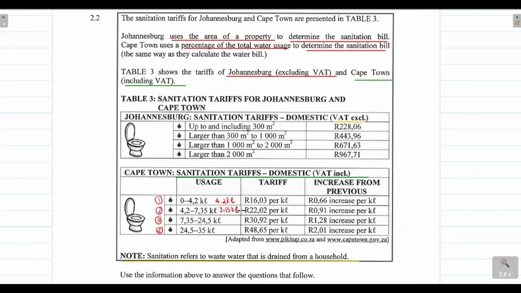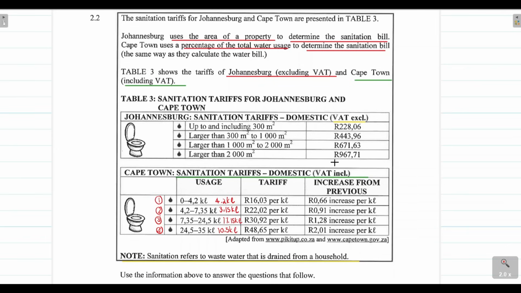In block 3, what is the maximum amount of kiloliters that you can use in that block? You take 24.5 kiloliters minus 7.35 kiloliters, and you will get 17.15 kiloliters. And in the last block, what is the maximum amount of kiloliters of sanitation water you can use? It's going to be 35 kiloliters minus 24.5 kiloliters, and that is 10.5.